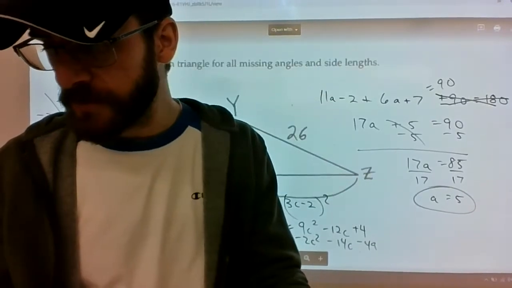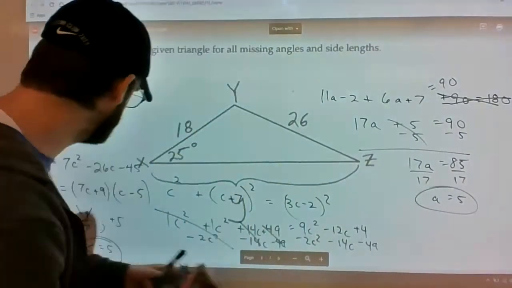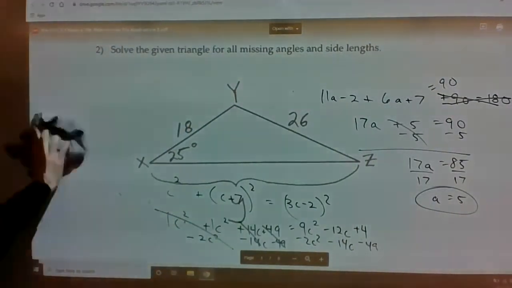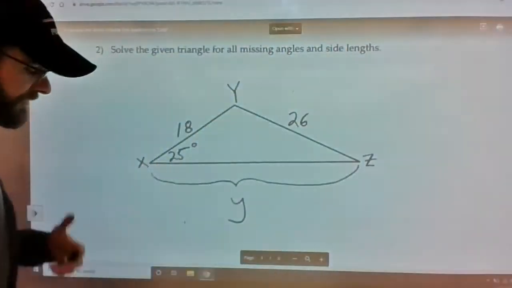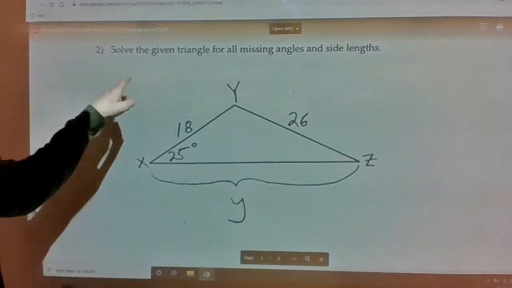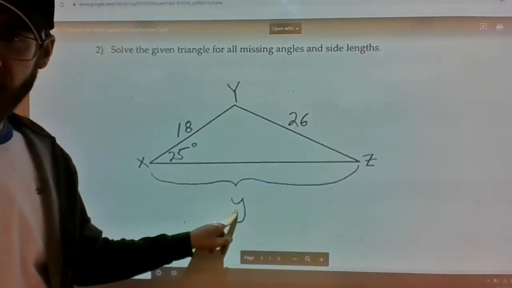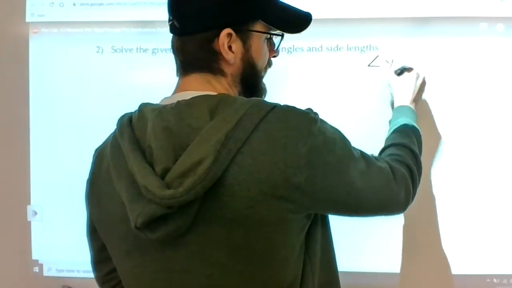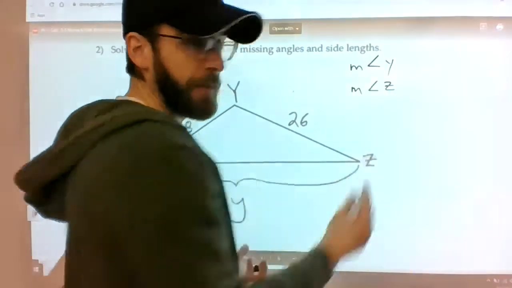Number 2 on the notes, this is where the real new content comes into play. So I've got a non-right triangle, and I need to solve for all the missing angle measures, angle Y, angle Z, and I want to figure out what this side is. Now, I probably could have just said, solve for angle Y, solve for angle Z, and we're really looking for the measure of angle Y and the measure of angle Z.